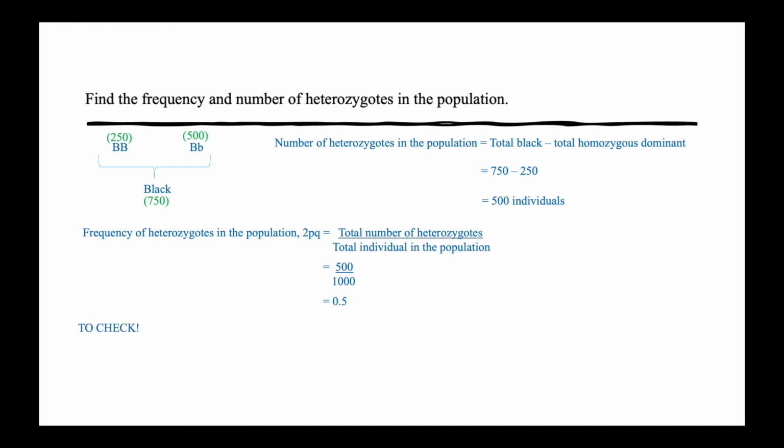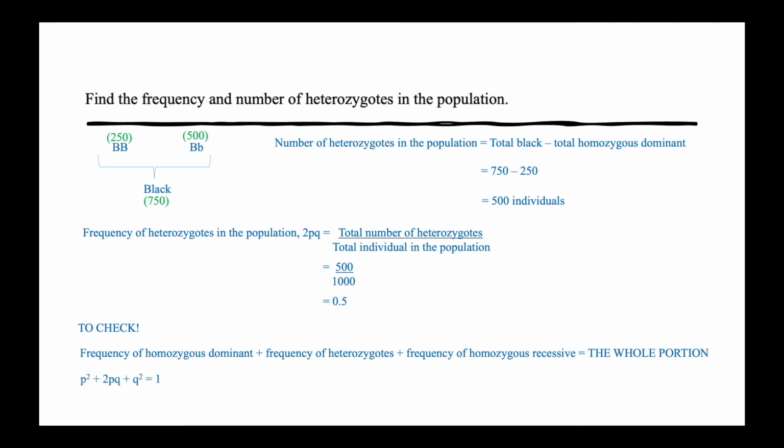To check, when you add up all the genotypic frequencies, or in other words, the frequency of homozygous dominant plus the frequency of heterozygotes plus the frequency of homozygous recessive, you will get the whole portion. In other words, p square plus 2pq plus q square should give you the total of 1. If not, there must be something wrong in your calculation.